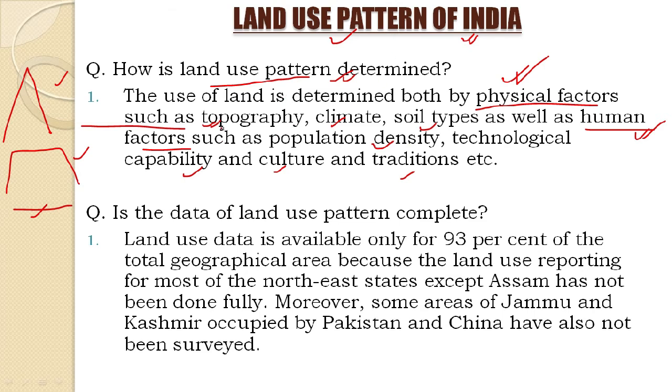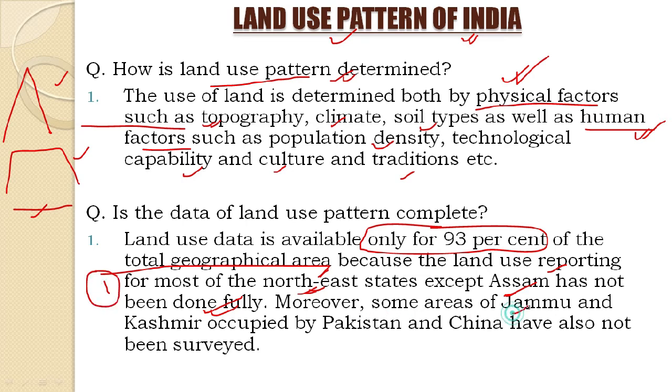Now let us see the second question. Is the data of land use pattern complete? No, it is not. Land use data is available only for 93% of the total geographical area, because the land use reporting for most of the northeast states except Assam has not been done fully. Let us read this again. Land use reporting for most of the northeast states except Assam has not been done fully. I hope now you can relate to the concept.